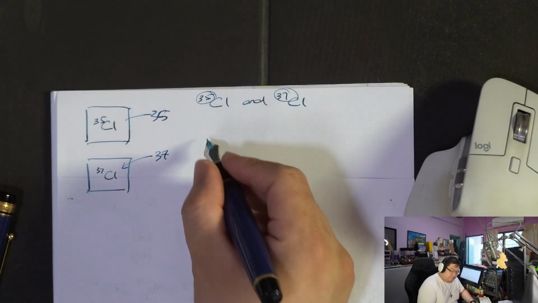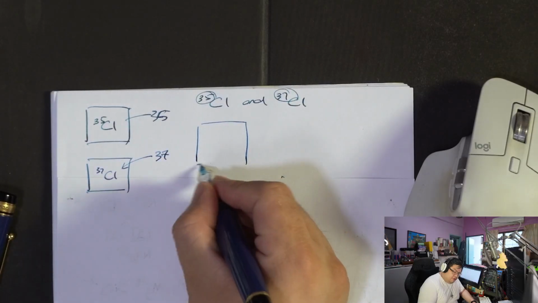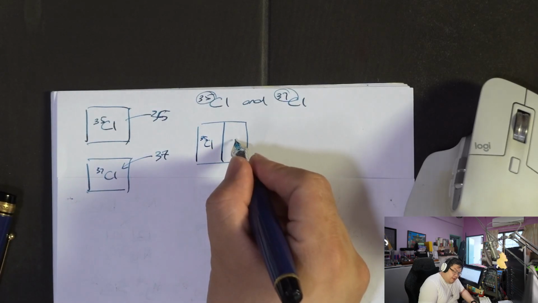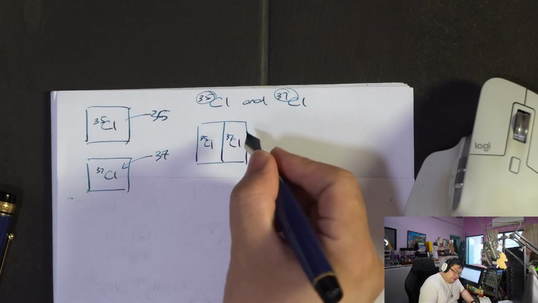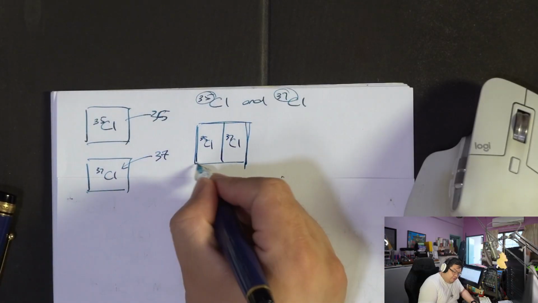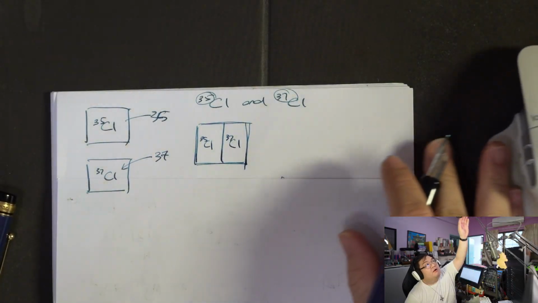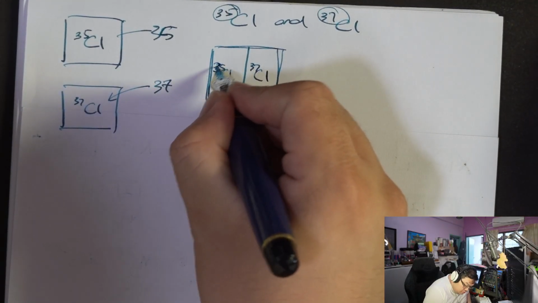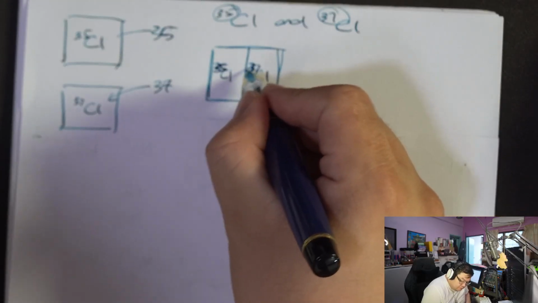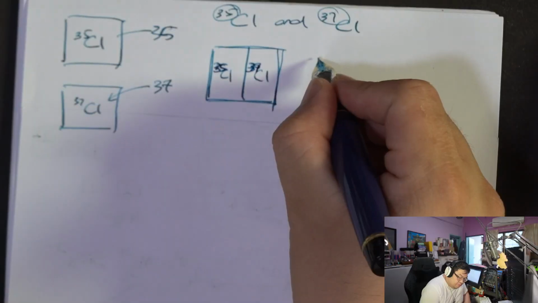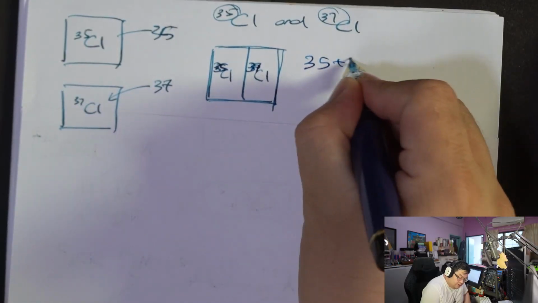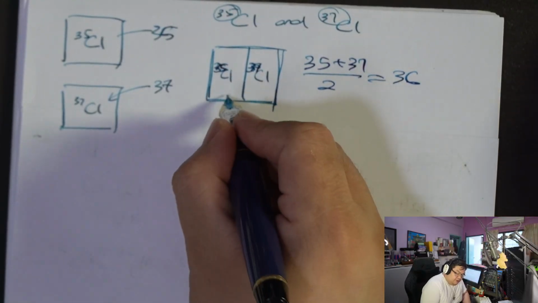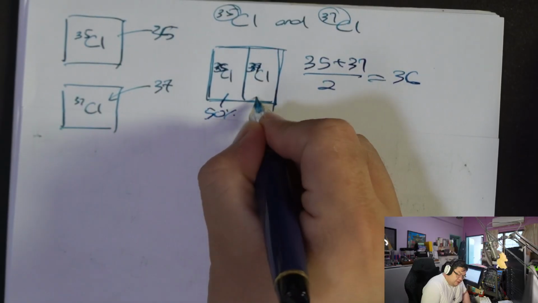That's simple. What if I have a box, half of it is filled with chlorine 35, half of it is filled with chlorine 37. So what is the average mass of what's in the box? How do you get 36? So 35 plus 37 divided by 2, just nice, 36. This is with the condition this is 50-50.